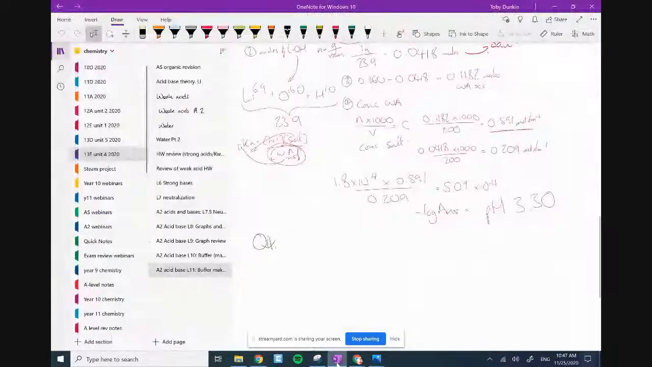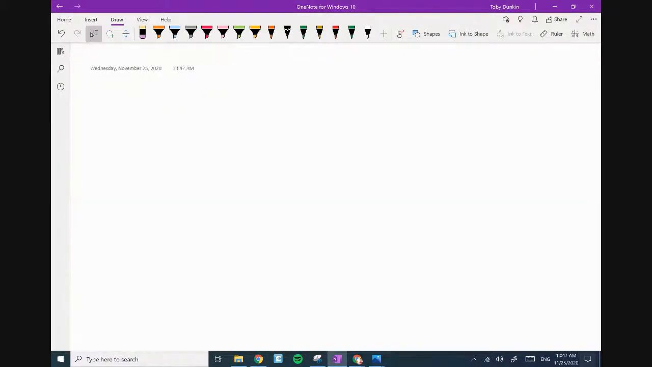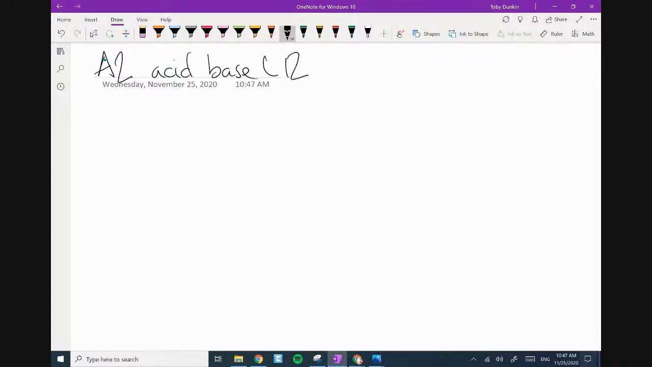Right, breaking buffers. Let's crack on. Last one. Title is breaking buffers. So this is A2, acid-base, lesson 12. And the title is breaking buffers. I'm going to switch to black. Cool, I like it. All right, learning objectives.